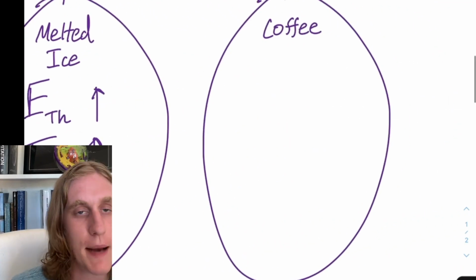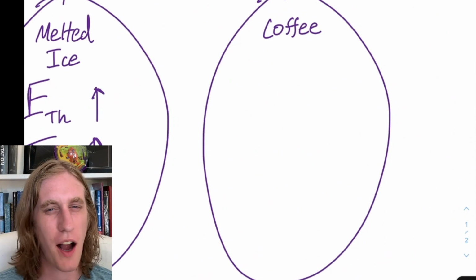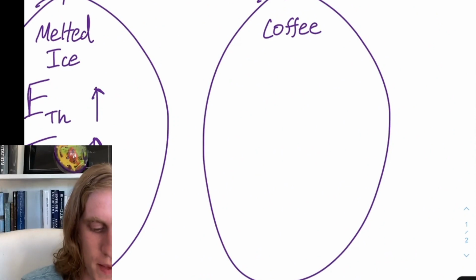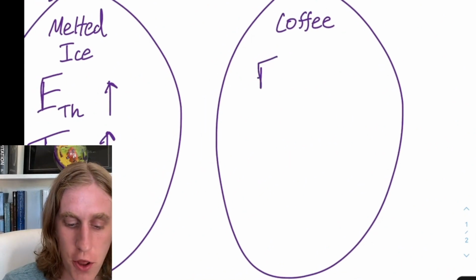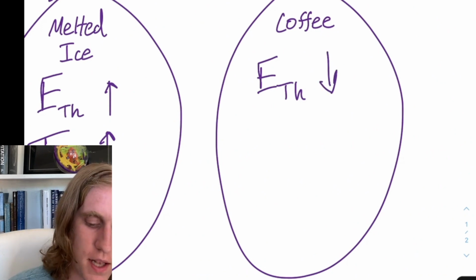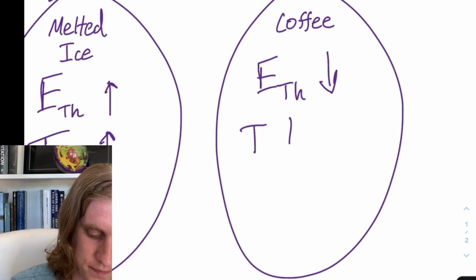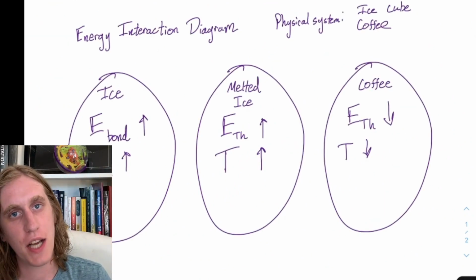Lastly, let's think about the coffee. This is the simplest one. We know that the coffee is just going to get colder. This looks exactly like the melted ice case, except in reverse. The thermal energy of the coffee is going down because the temperature is going down. And there we have it, our first energy interaction diagram.